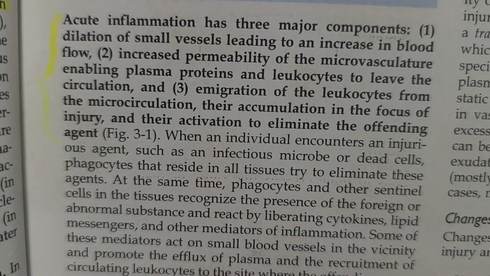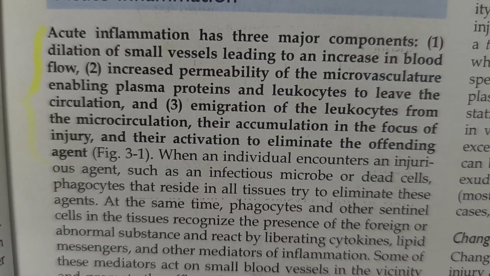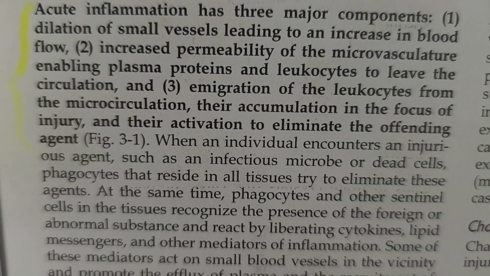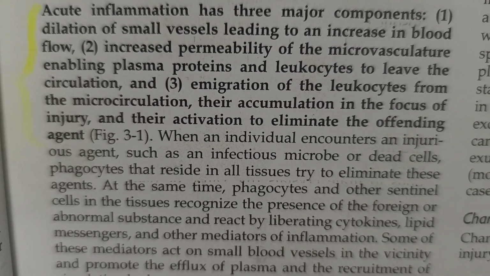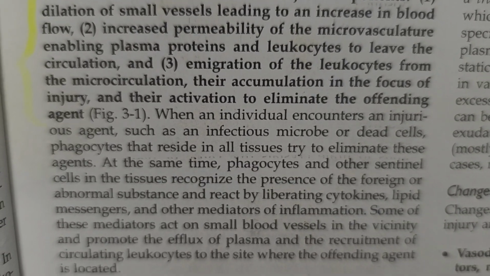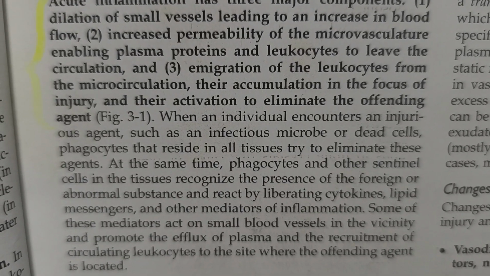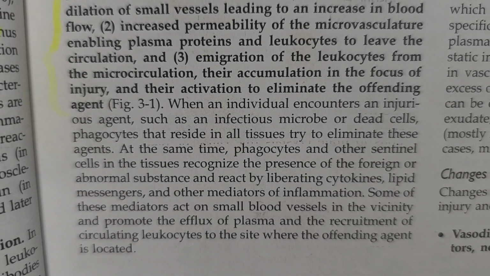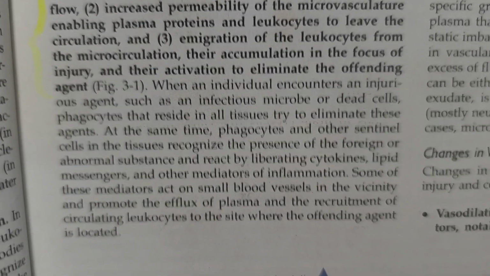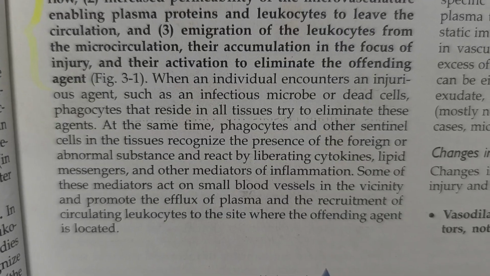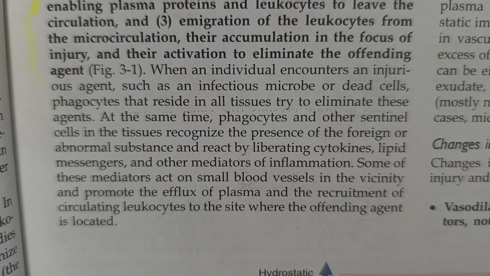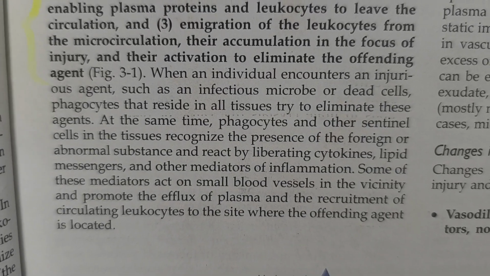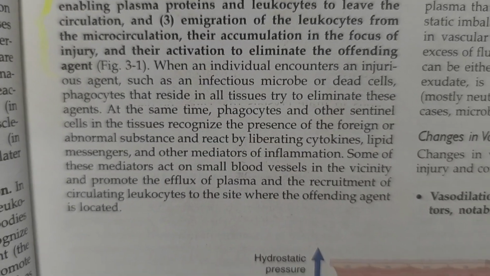So, what are the components of acute inflammation? First is the dilation of vessels, increasing the blood flow to the area. Second is increased permeability to allow the plasma protein and leukocytes to leave the circulation and reach the site of action. And then emigration of leukocytes and their accumulation at the site of injury and their activation to eliminate the offending agents.